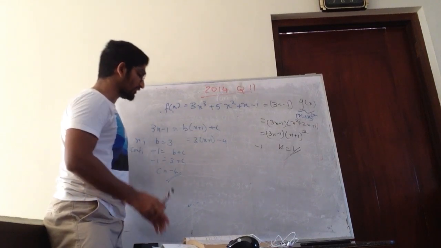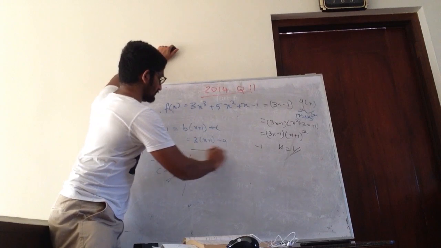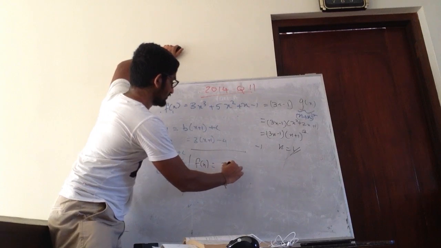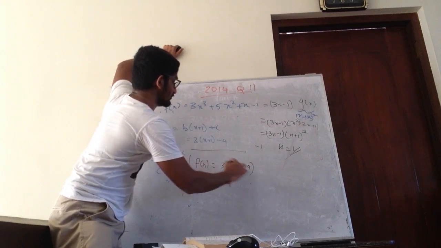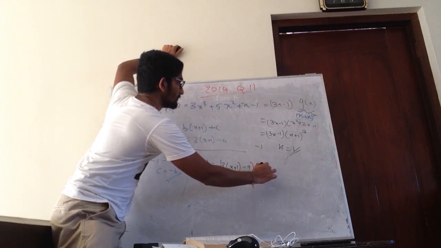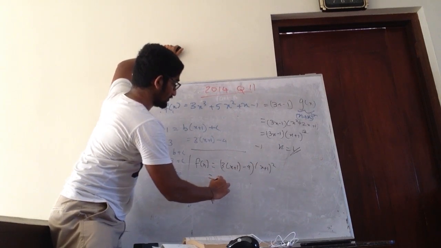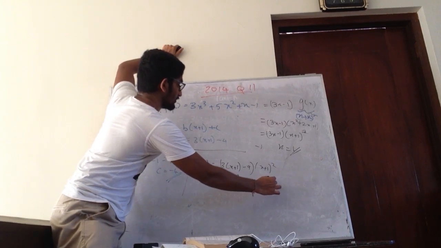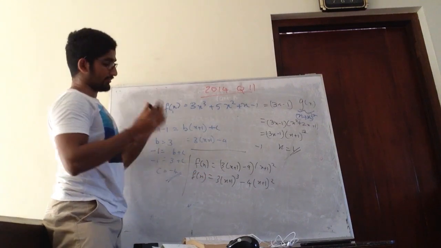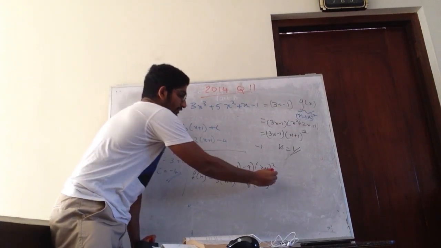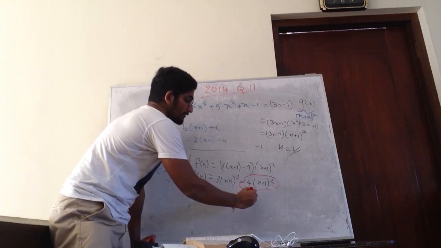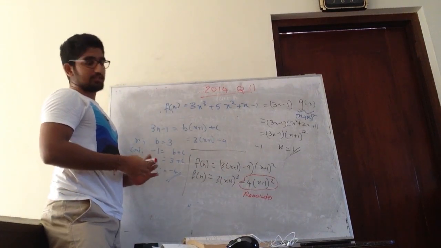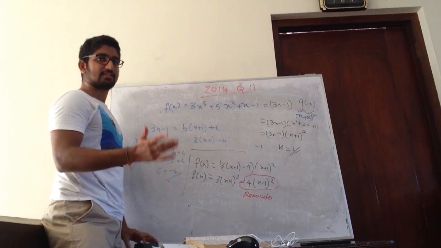Then they are telling us to find the remainder. So fx is equal to, then, you can write this as 3 times x plus 1 minus 4, times x plus 1 squared. That is 3 times x plus 1 cube minus 4 times x plus 1 squared. So this is the remainder you get, with the minus. So this seems very easy, no? So this is actually the answer.